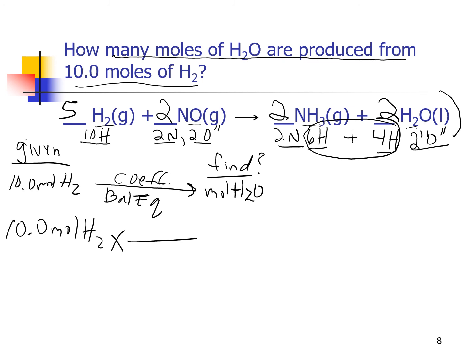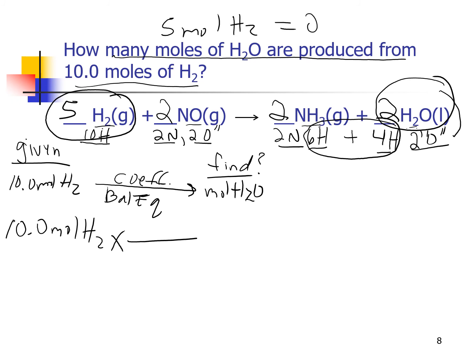We're looking at the relationship between the moles of hydrogen and the moles of water. So we don't need to worry about nitrogen monoxide and NH3. We're going to look at our coefficients here, and we're looking at 5 moles of H2 is equivalent to 2 moles of H2O. So we can set up a conversion factor using that.